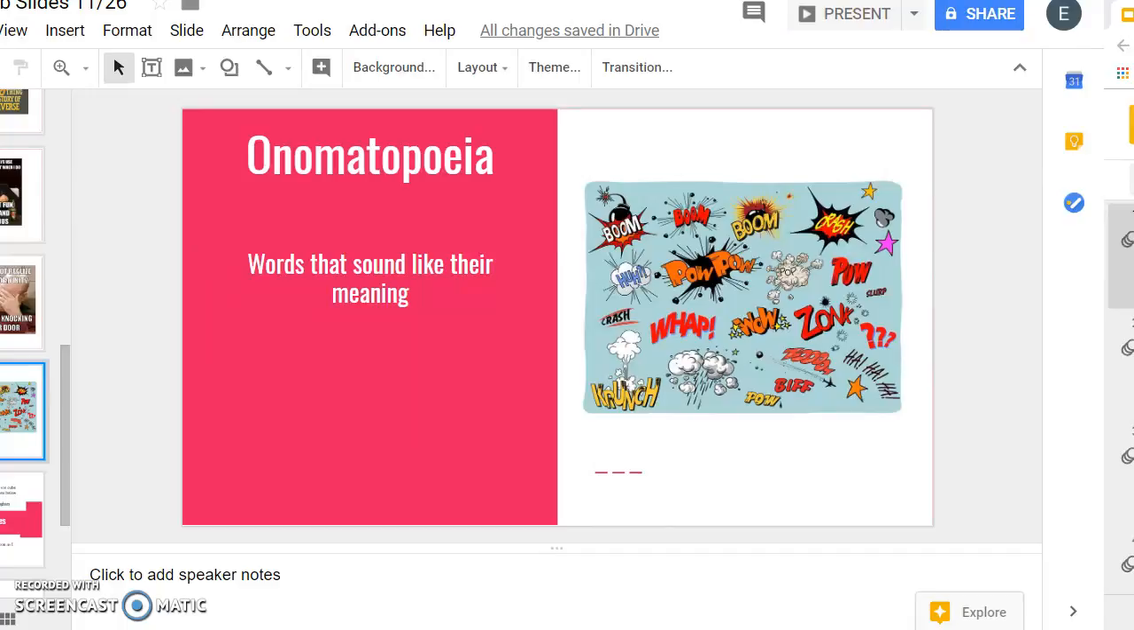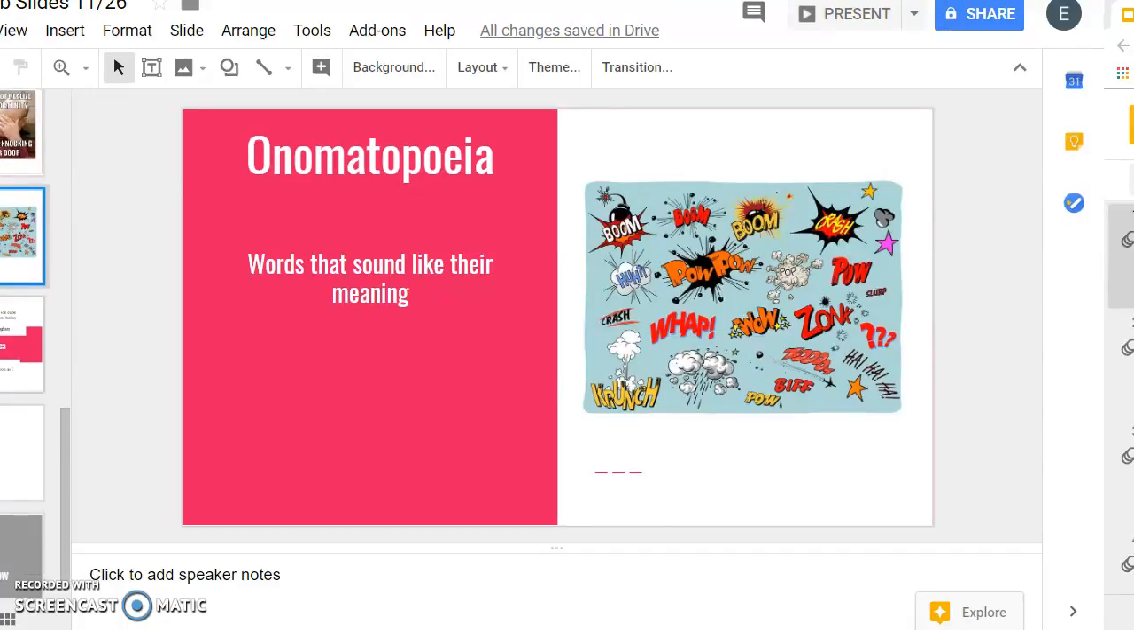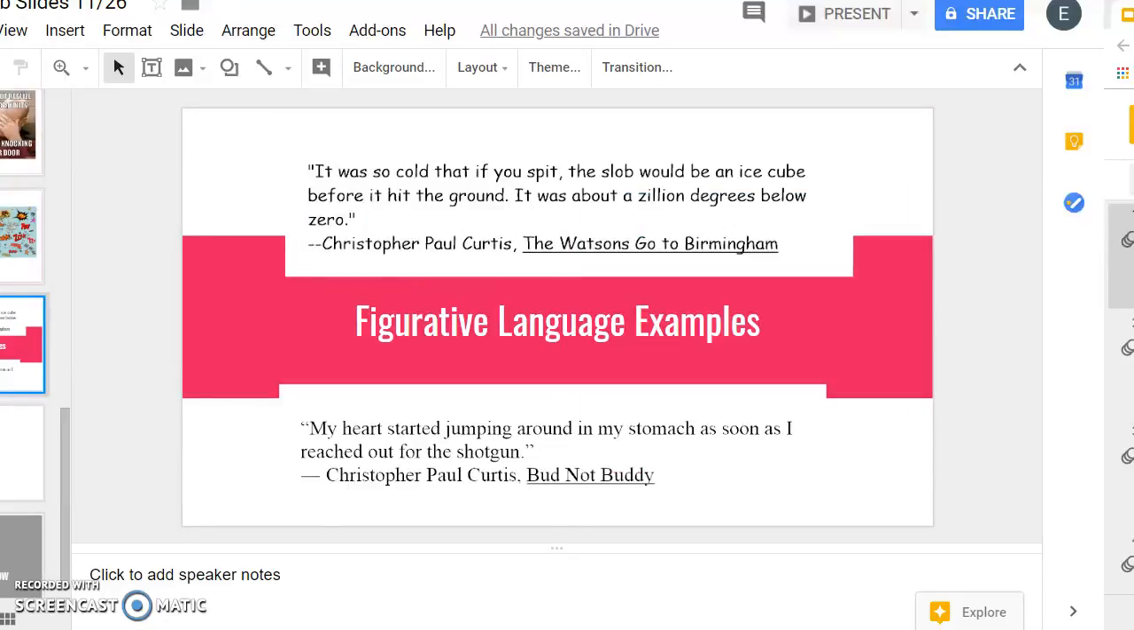All right, so now that we've briefly gone over each of these, let's see if you can identify which figurative language is being used in these sentences. So the first one: it was so cold that if you spit, the slob would be an ice cube before it hit the ground. It was about a zillion degrees below zero. Take a second and see if you know what it means, or which figurative language is being used.